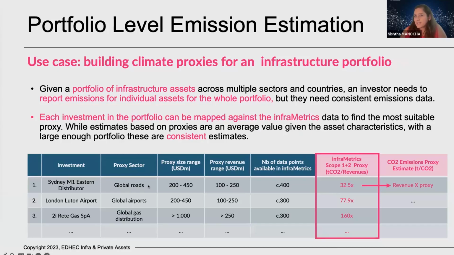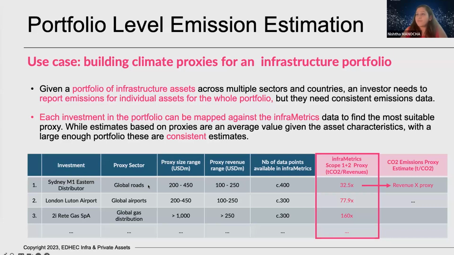So let's look at this example to understand it better. Assume you have a portfolio of infrastructure assets across multiple sectors and countries, where you as an investor need to report its emissions for individual assets, for the whole portfolio, as well as the whole aggregated portfolio. But to do this, now you need consistent emission data. So the solution that we provide takes each investment in the portfolio and maps it against an inframetric database to find a more suitable proxy.